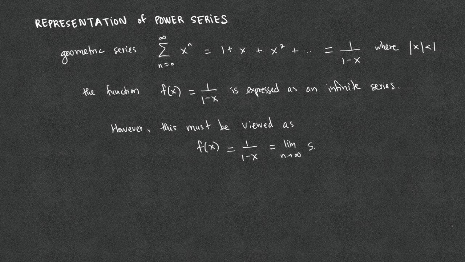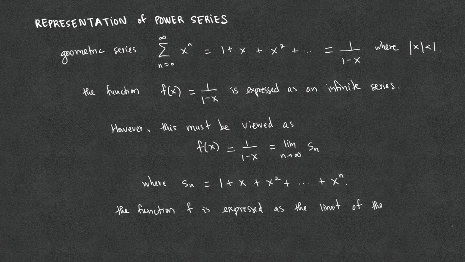as n goes to infinity of the partial sum s sub n, where s sub n is 1 plus x plus x squared plus dot dot dot plus x to the n. The function f is expressed as the limit of the partial sum s sub n. In this case, that is because we cannot add infinitely many terms when we evaluate the function, but we can take the limit as n goes to infinity of the partial sum.